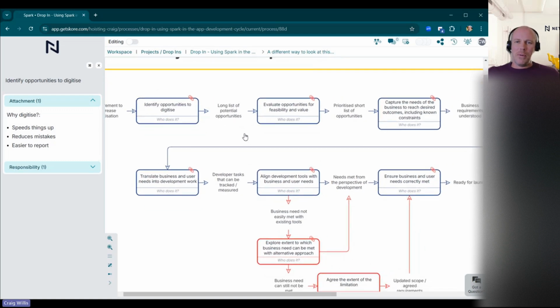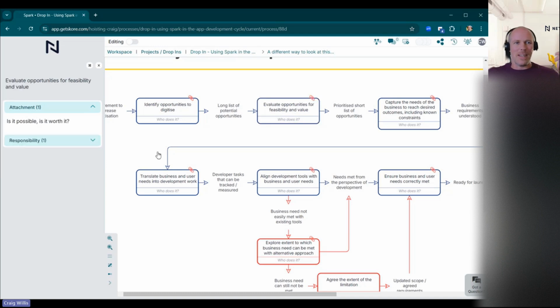Then essentially, once we've identified some opportunities, we're trying to evaluate those for feasibility and value. Now, one of the things you'll notice on this example process is I haven't put any roles on it, because again, I want people to think about who needs to be involved in this. So in my previous example, this step was roughly the one where the business analyst goes away and starts trying to capture the requirements and building a business case from it. But actually, we need to be thinking about what is the business value. So I've described it here: is it possible to do this, and is it worth us doing this?